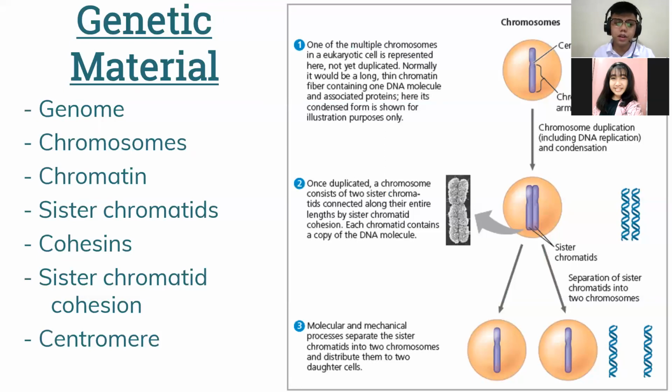Okay, so some terms for the genetic material. Genome, basically, this means the collection of all the genes na nasa organism. So that's for the genome. Chromosomes, these are the condensed, di ba, condensed structures of DNA. So di ba, this usually involves the coiling of the DNA to histones, blah, blah, blah.